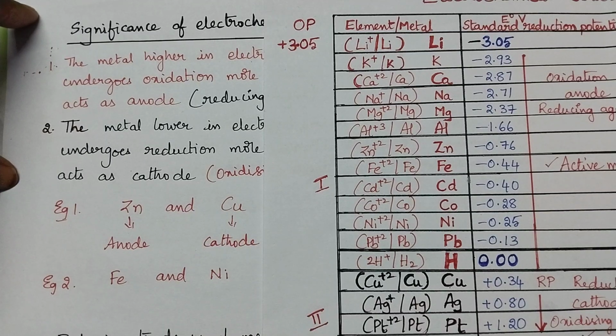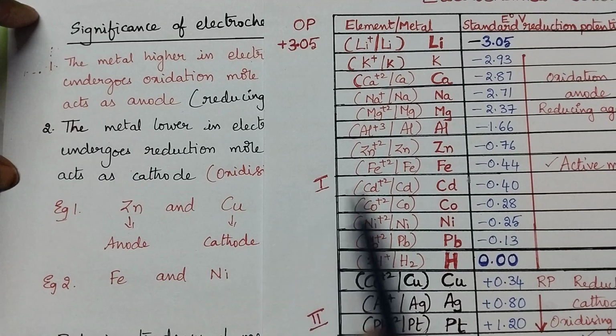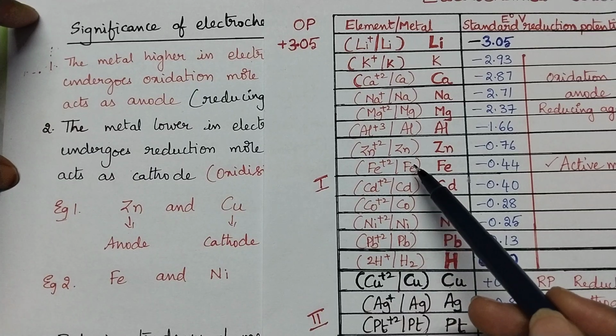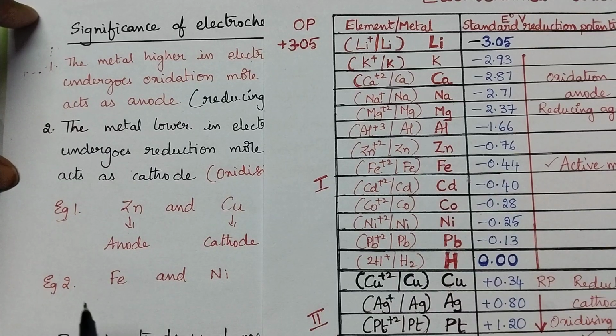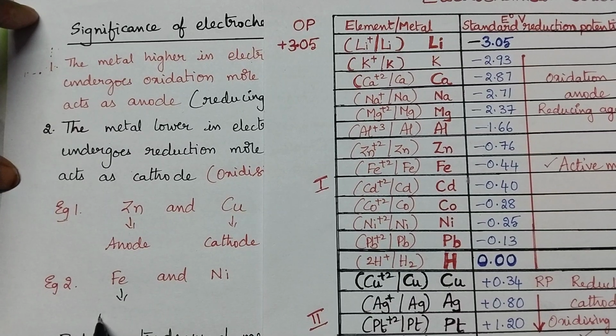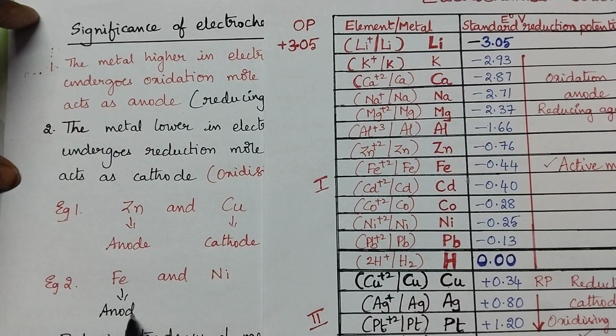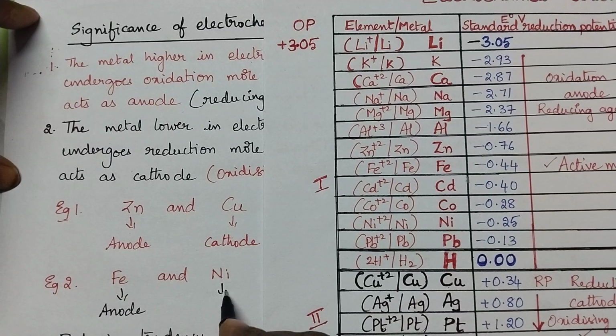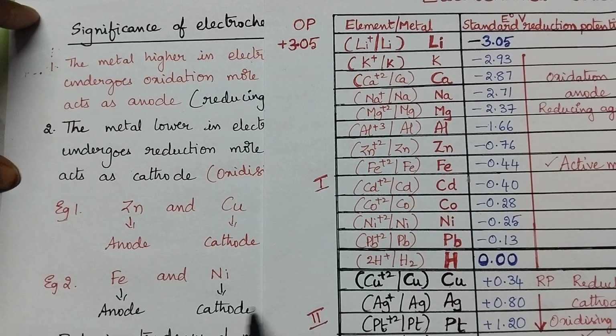Let us see one more example. Between iron and nickel, try to guess which metal will act as anode and which one will act as the cathode. From this electrochemical series, it is very clear that iron is higher in the electrochemical series and hence it is having greater tendency to undergo oxidation and will act as anode, whereas nickel will act as the cathode. Clear, students?